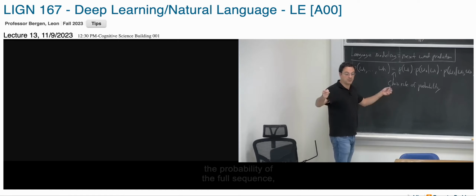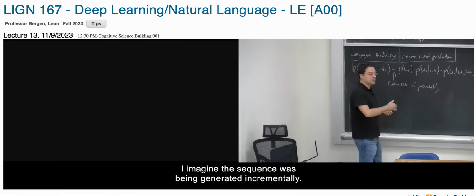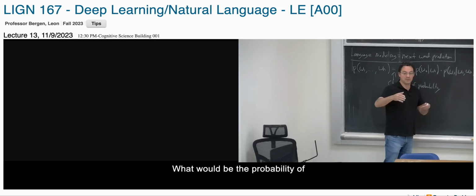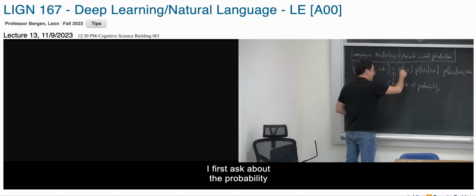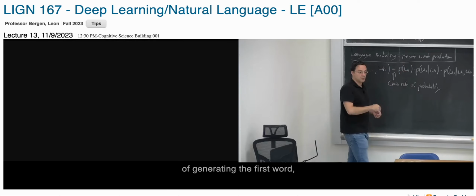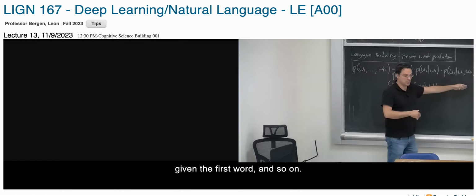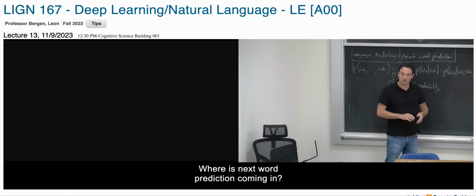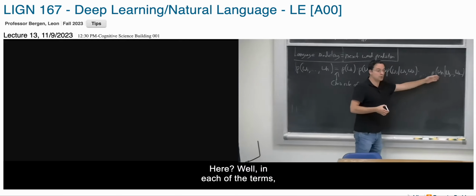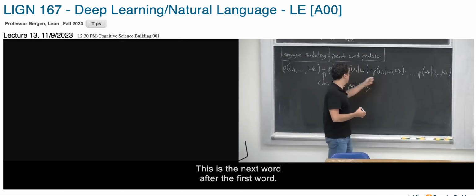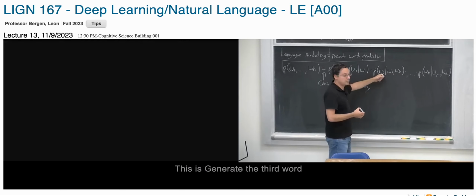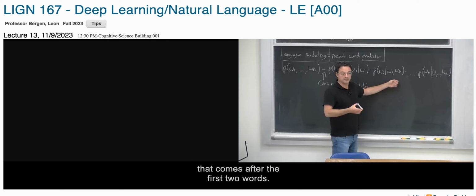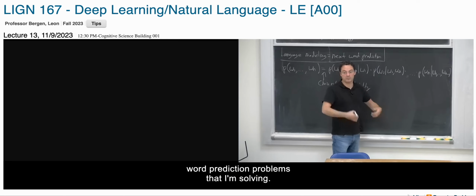Instead of asking what's the probability of the full sequence, I ask, imagine the sequence was being generated incrementally. What would be the probability of this sequence being achieved? I first ask about the probability of generating the first word, then generating the second word given the first word, and so on. So where is next word prediction coming in here? Each of the terms here is a next word prediction problem. This is generate the next word after the first word. This is generate the third word that comes after the first two words. So I have n different next word prediction problems that I'm solving.